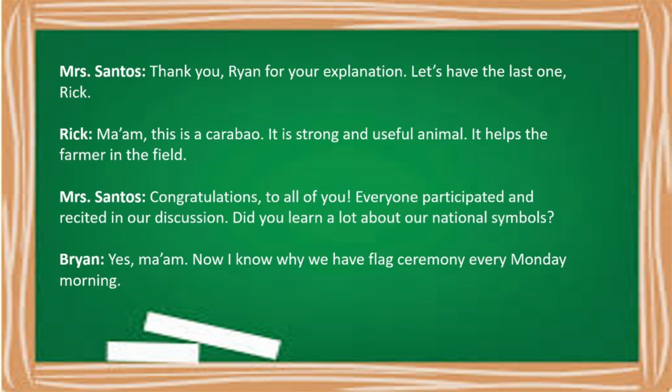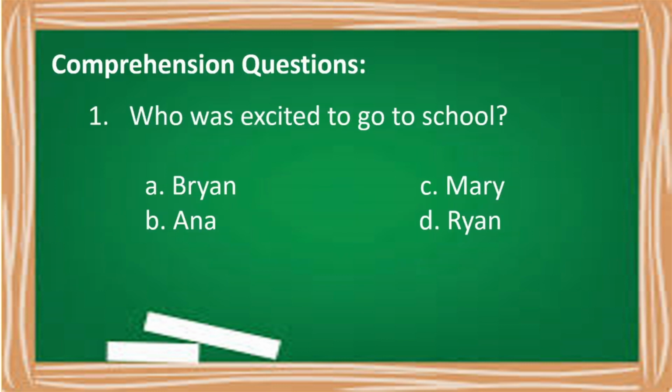Thank you, Ryan, for your explanation. Let's have the last one. Rick. Mom, this is a carabao. It is a strong and useful animal. It helps the farmer in the field, Rick adds. Congratulations to all of you. Everyone participated and recited in our discussion. Did you learn a lot about our national symbols? Yes, Mom. Now I know why we have flag ceremony every Monday morning, Brian said. Let's proceed to the comprehension questions.